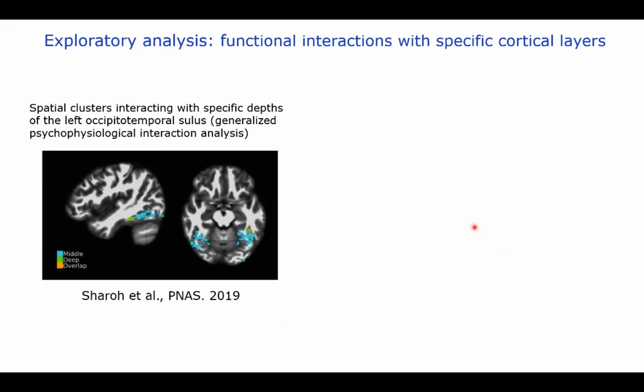And previously we were talking about layer-specific information about feed-forward and feedback connections, and each layer probably has its own particular connectome. So here are some early studies, as you already heard in David Nar's talk, where they used generalized PPI analysis to explore the spatial clusters interacting with specific depths of the region. You can see that the clusters connected to the middle and deep depths of the occipital-temporal sulcus are quite distinct, which I won't go into in too much detail.